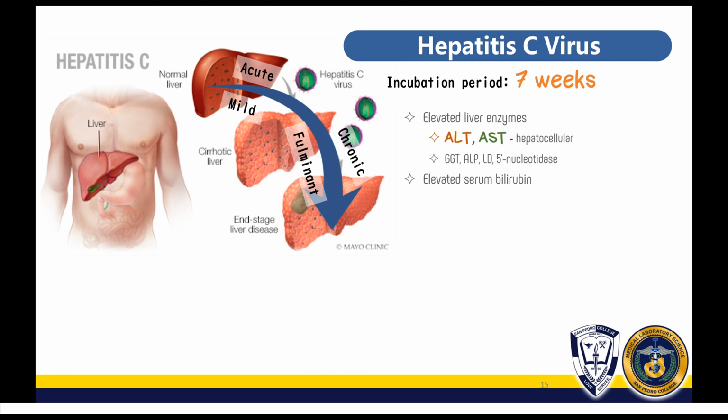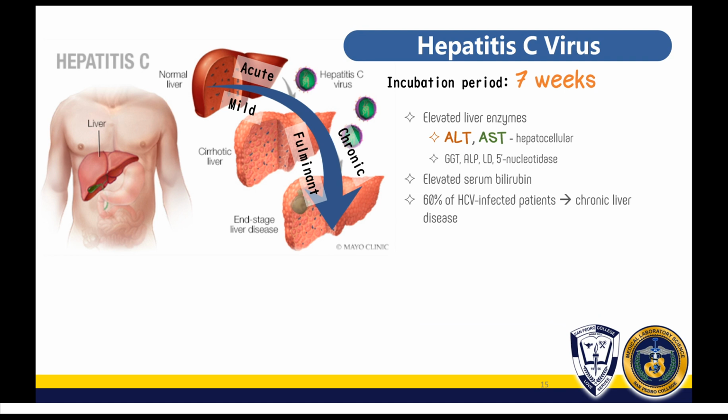No? With liver disease alone, GGT, ALP, LD, and 5-nucleotidase will increase, but not as much as ALT and AST. If the disease is liver alone, mag-i-increase talaga significantly ang ating ALT and AST. There will still be an increase in GGT, ALP, LD, and 5-nucleotidase, but it's not as much as ALT and AST. And as I have mentioned kanina, bilirubin will increase in our circulation.